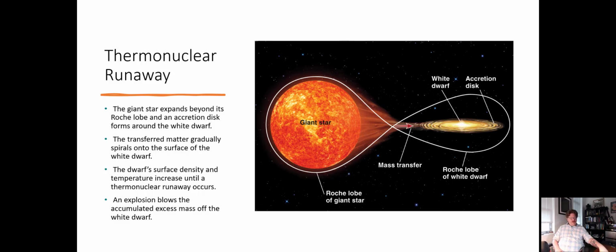As we'll discuss in a few moments, if that mass transfer is high enough, there isn't enough time for that nuclear fusion to happen before that white dwarf makes it over that 1.4 solar mass limit, and then that white dwarf will explode into a supernova.